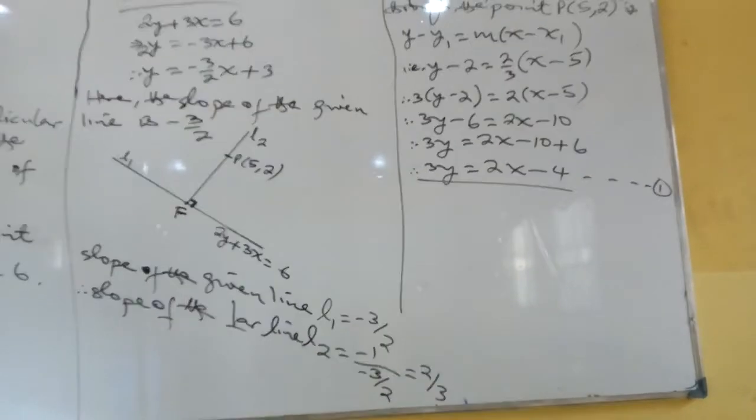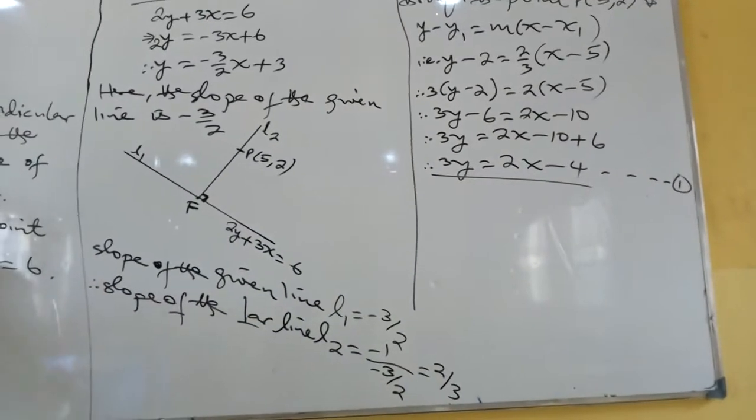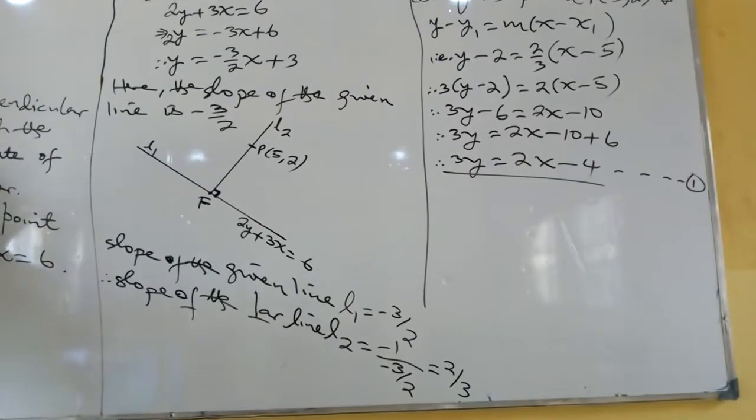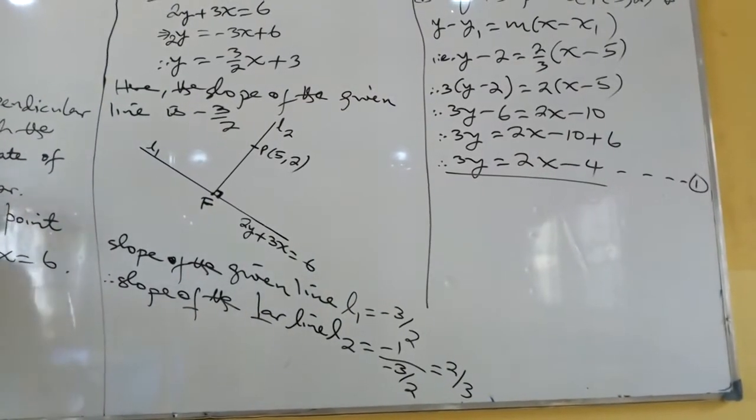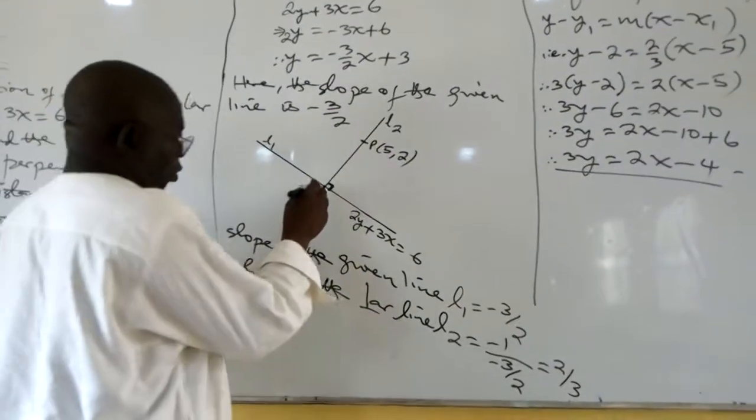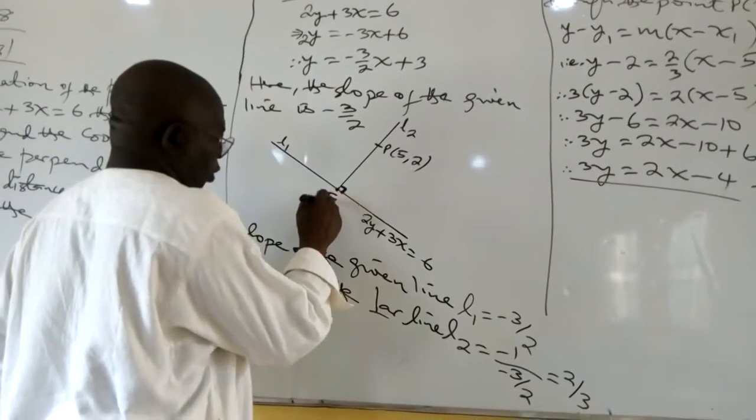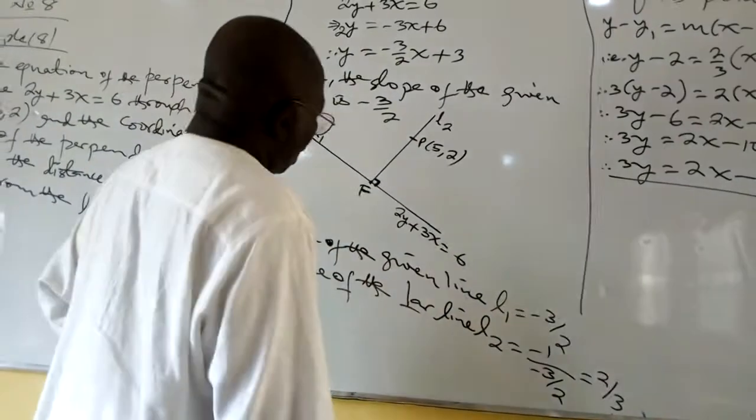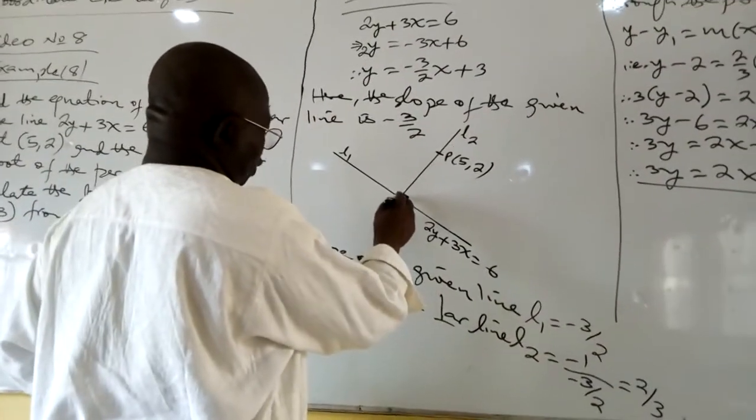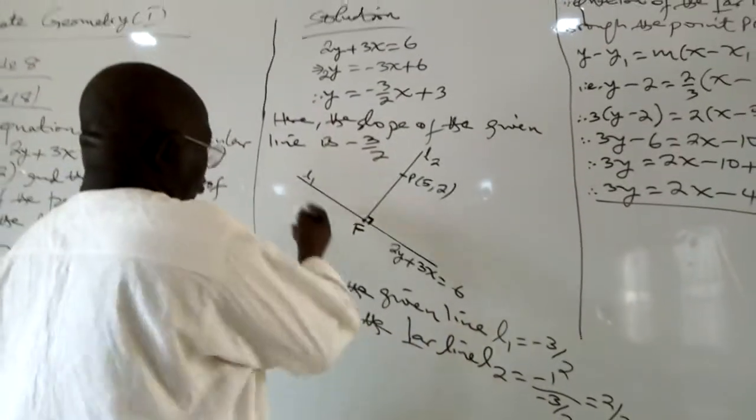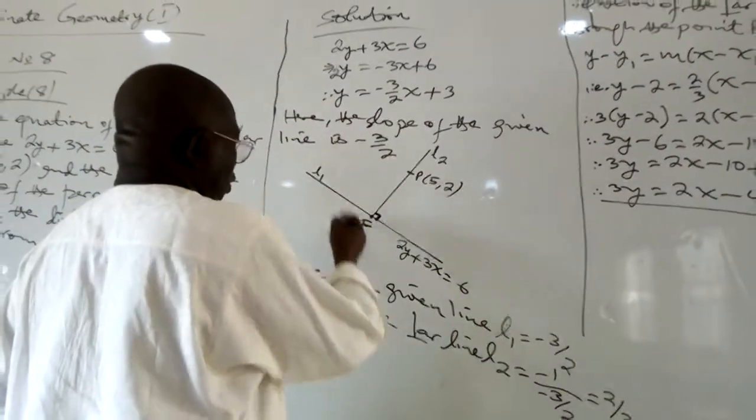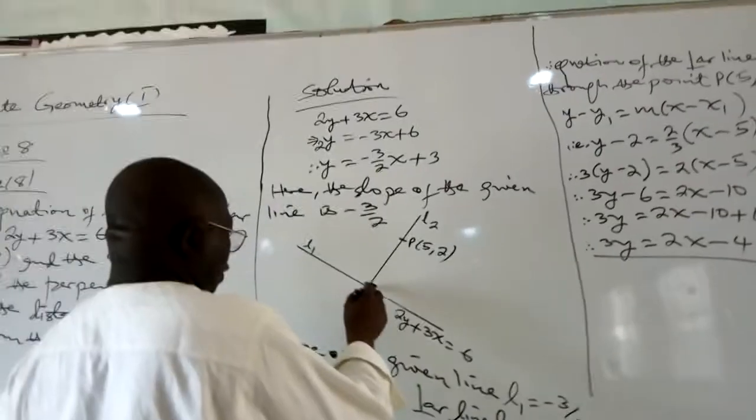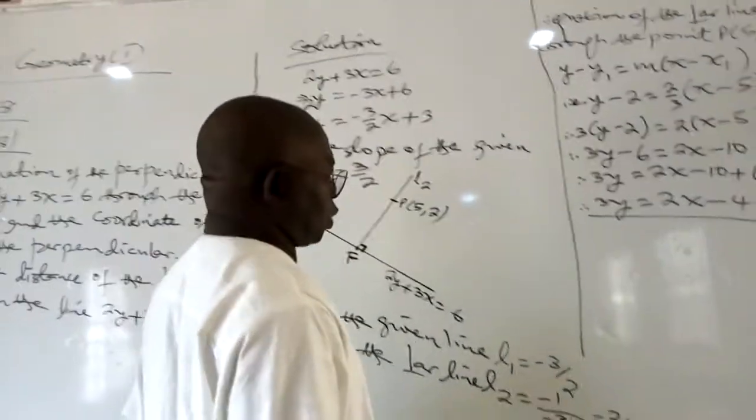So the next question is, we should also calculate the coordinate of the foot of the perpendicular, which is point F. How do we determine the coordinate of this point F? Since these two perpendicular lines are meeting at point F, we solve the two lines simultaneously.